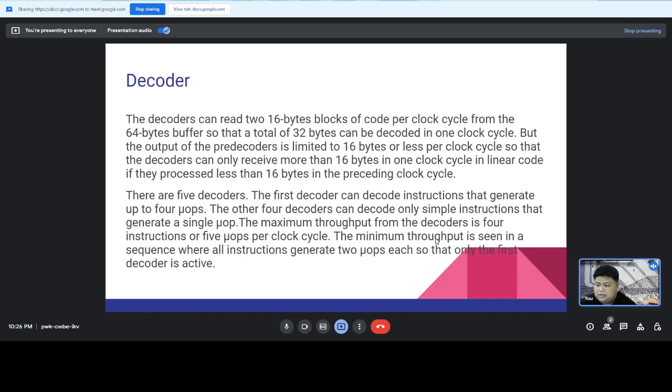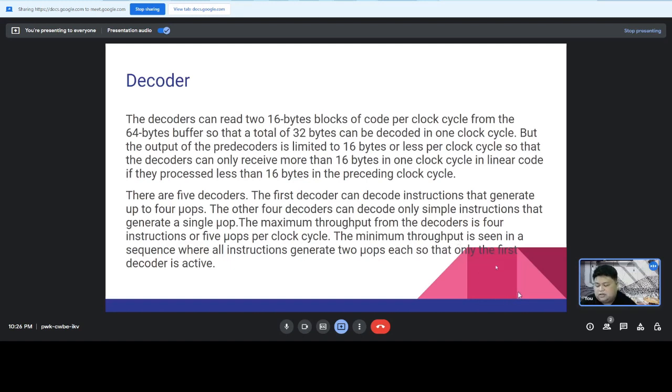The decoder can read two 16-byte blocks of code per clock cycle from the 64 bytes buffer, so that a total of 32 bytes can be decoded in one clock cycle. But the output of the pre-decoders is limited to 16 bytes or less per clock cycle, so that the decoders can only receive more than 16 bytes in one clock cycle in linear code if they process less than 16 bytes in the preceding clock cycle.